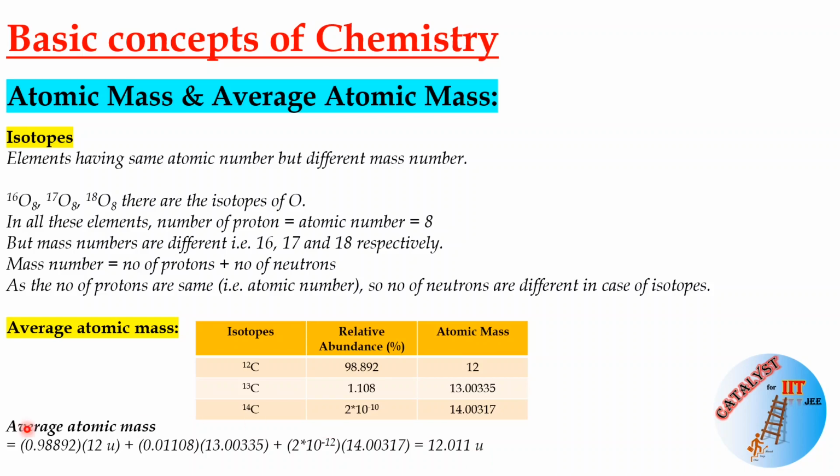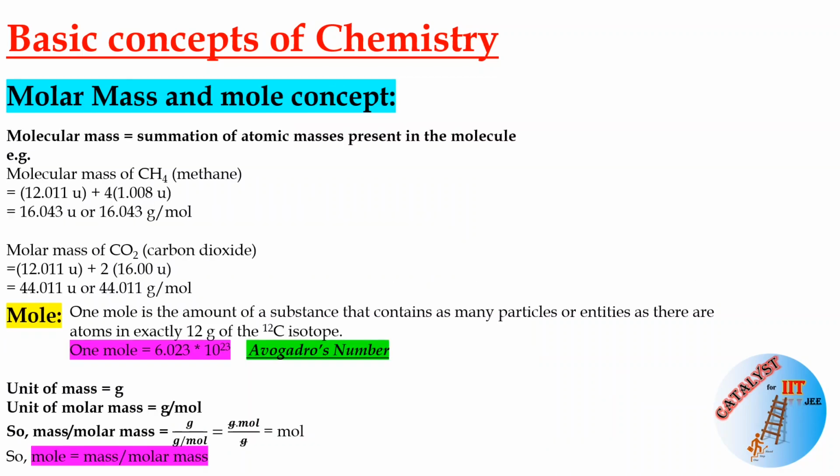So, this is how you calculate average atomic mass, and I hope that you now understand the concept of atomic mass and average atomic mass. Now, let's understand the concept of molar mass and mole concept. Molecular mass or molar mass is the summation of atomic masses present in the molecule.